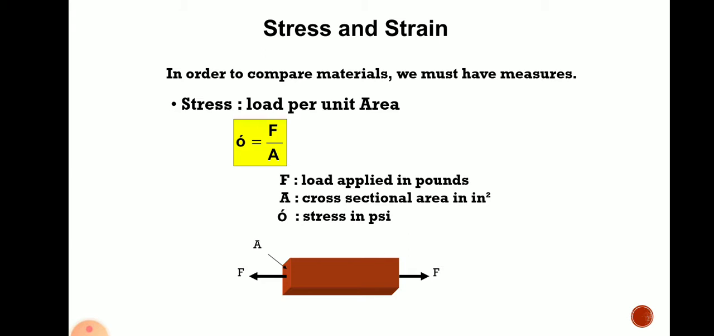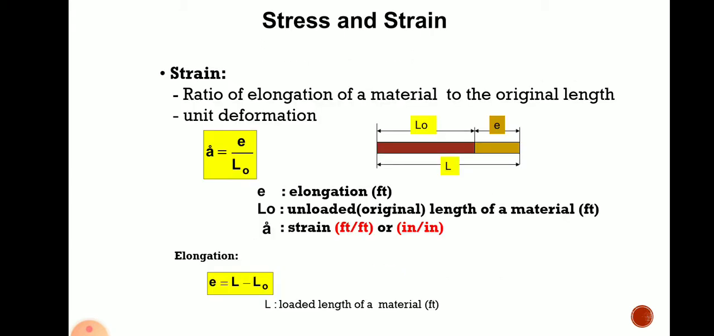If these are the loads, then one more thing is there, that is stress and strain. So what is stress? Stress is nothing but force per unit area, or you can say load per unit area. In order to compare materials, you must measure the stress and strain properties. Those are required in the tensile test. Stress is force per unit area, and strain is the ratio of change in length to the original length, or the ratio of elongation of the material to the original length. And what is elongation?